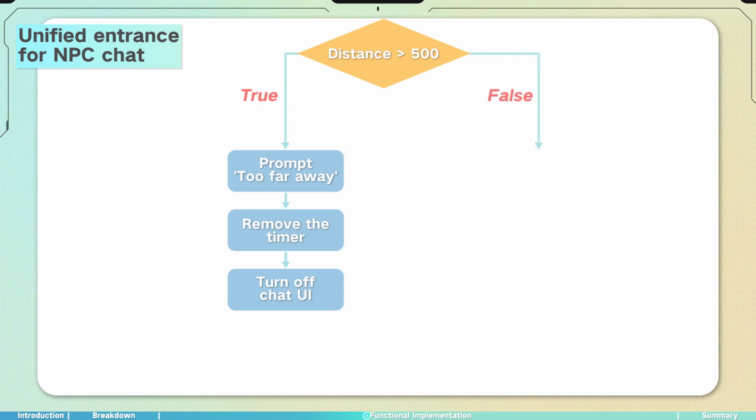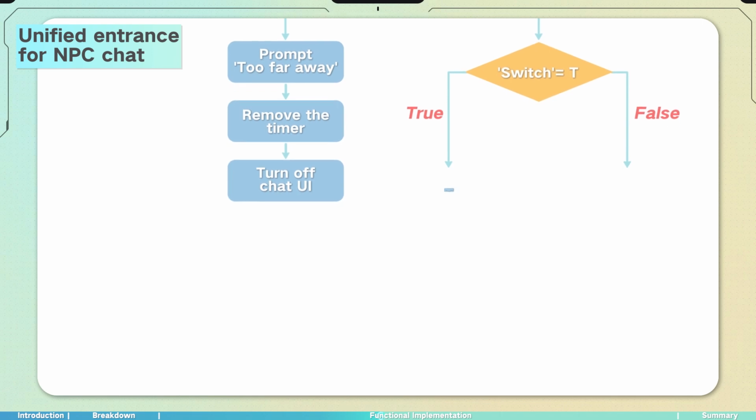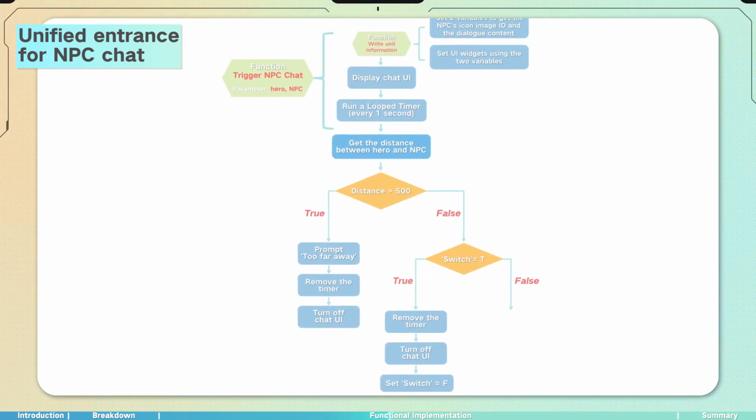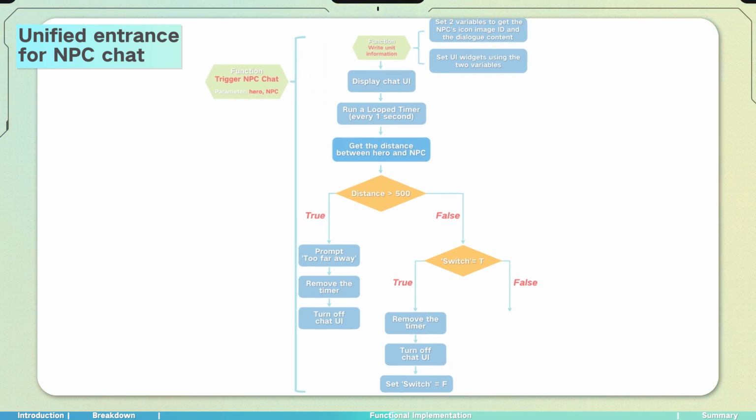If the player is still near the NPC, we also need to check the state of the exit button. If the Boolean variable switch equals true, it means the exit button is pressed. The player wants to exit the chat. We remove the timer, turn off the chat UI, and reset the state of the button, that is, setting the variable switch to false. In this logic tree, we use all of the three structures, sequences, selections, and loops to achieve a complicated function.